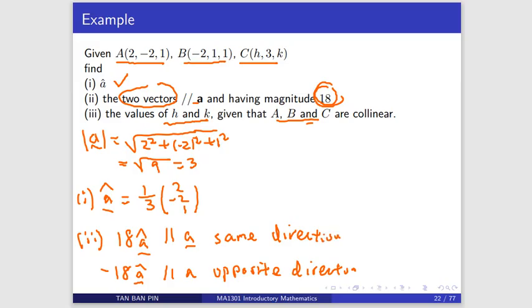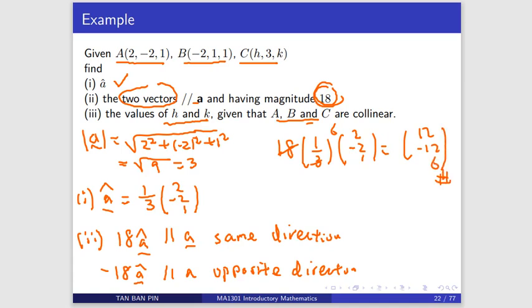So that means it's just 18 of cap A, which is 1/3 of (2, -2, 1). Then 18 cancels with 3 to give 6. So it gives you (12, -12, 6). So this is one answer. Then the other answer is negative 18 cap A. So this should give you (-12, 12, -6).